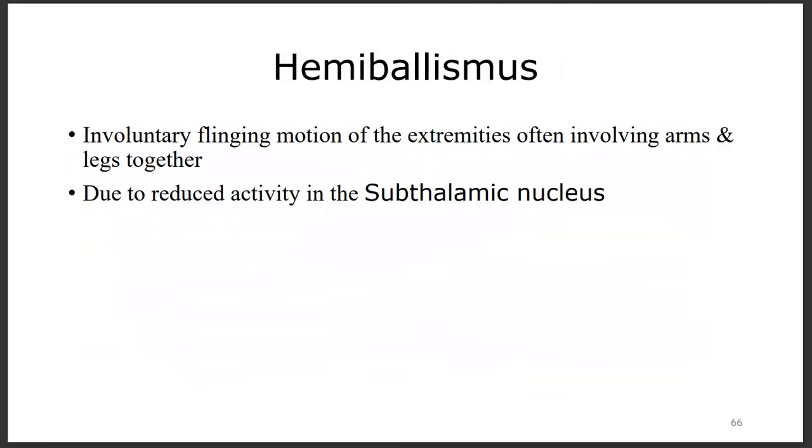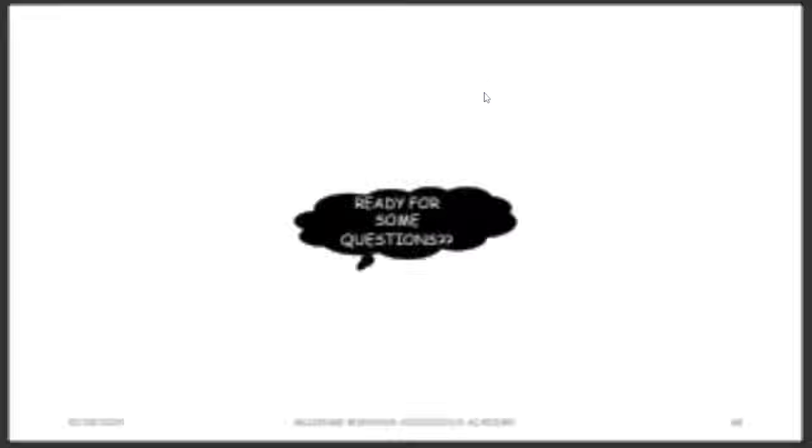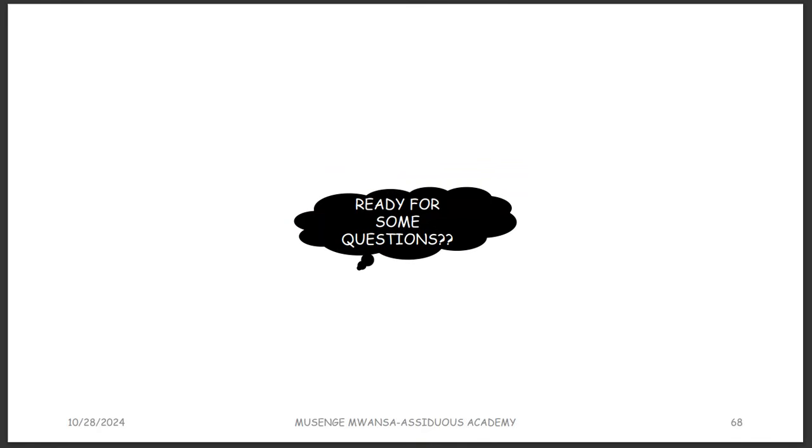These ones, I just said some multiple choice questions which are being read. Which of the following conditions is due to reduced activity of the subthalamic nucleus? Hemiballismus. Which of the following conditions is associated with damage to the striatum? Athetosis. Just take note of that. Okay, let's go now to questions.